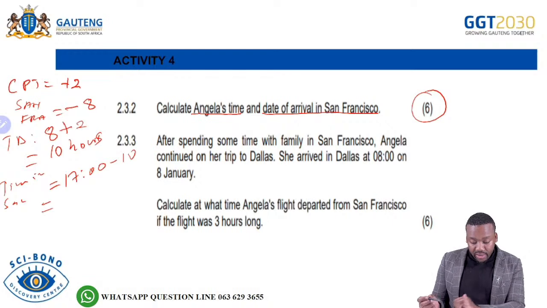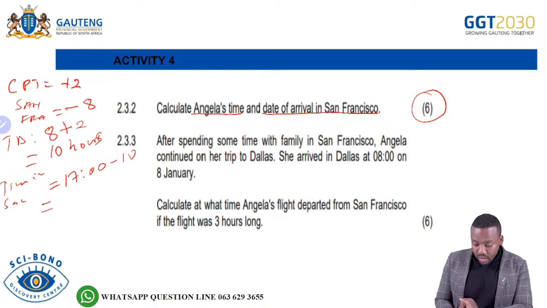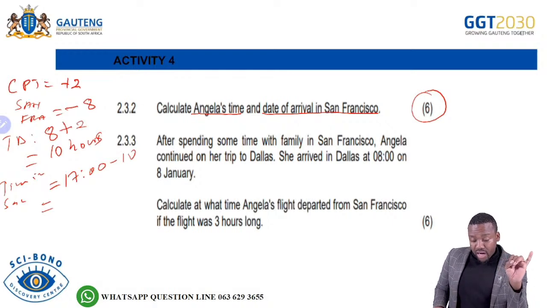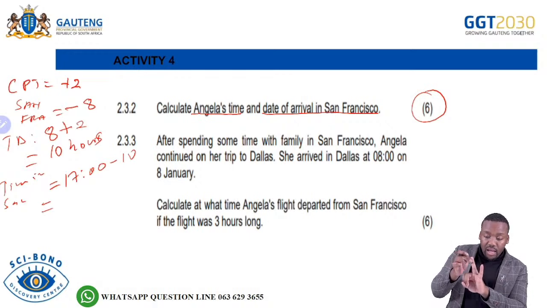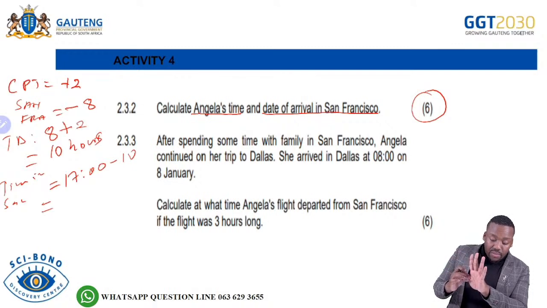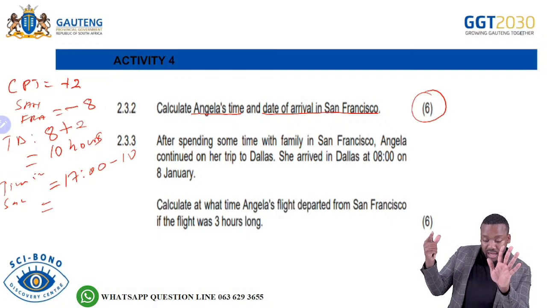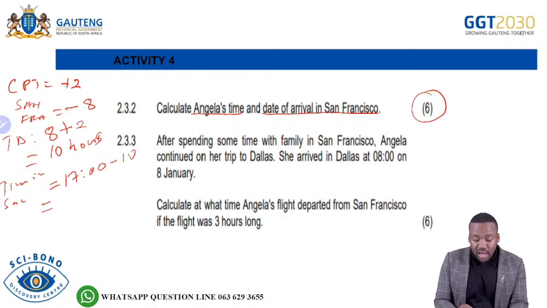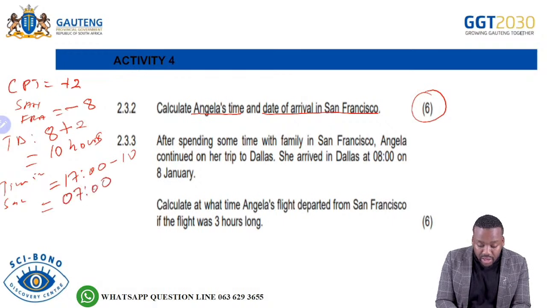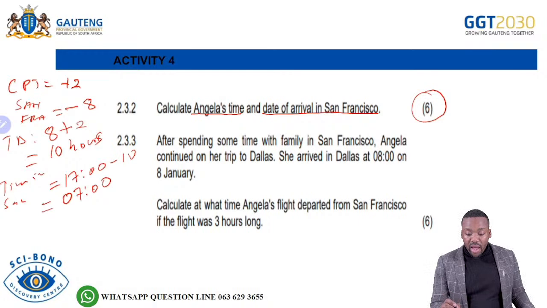We go back. 17 minus 10. Remember I said avoid using a calculator. 17, 16, 15, 14, 13, 12, 11, 10, 9, 8, 7. Therefore, it's going to be 7 o'clock in the morning. But now remember, this is the time. It is 7 o'clock, but remember, we want the arrival time.